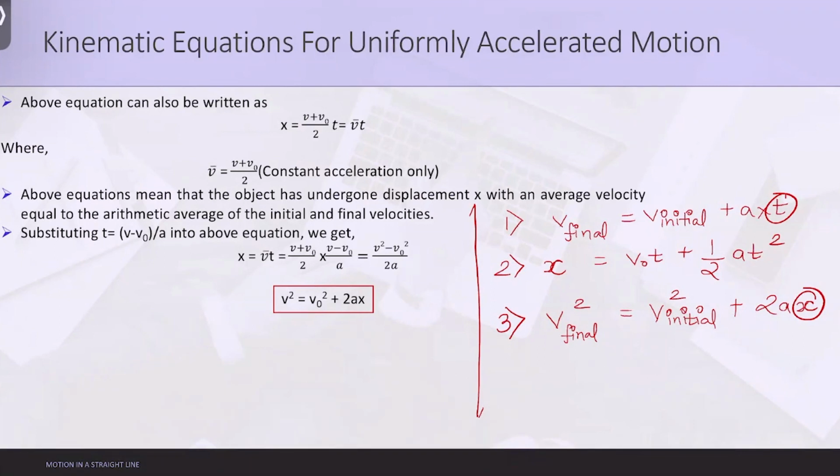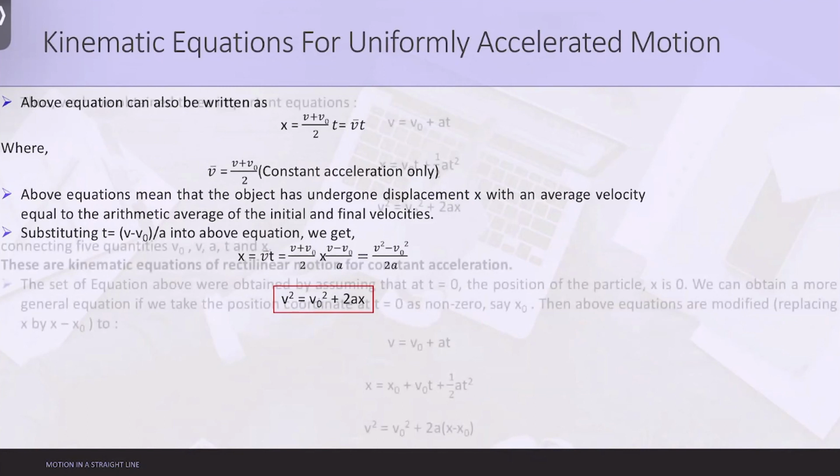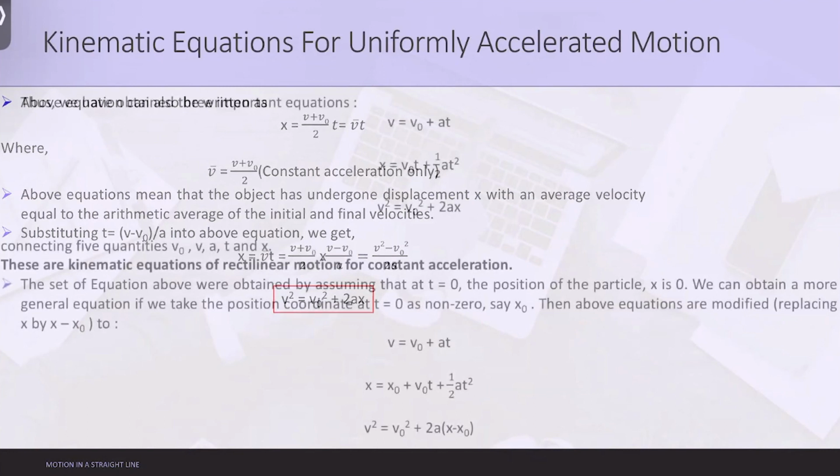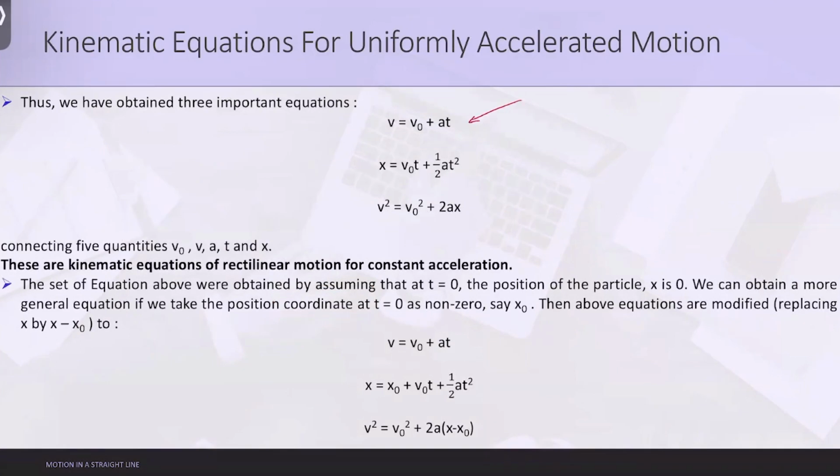Okay, fine. This being said, let's move forward. Thus we have obtained three important equations, that is v is equal to v naught plus at, then x is equal to v naught t plus half at square, and v square is equal to v naught square plus 2ax. Okay, connecting five quantities. So what are these five quantities? v naught, v, a, t, and x.